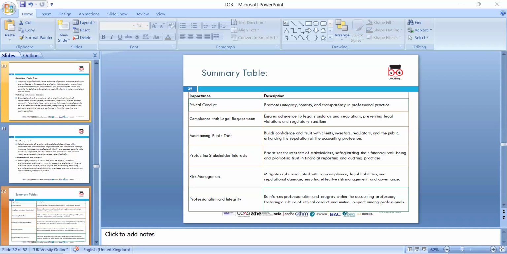And these are some references if you want to look further, like ACCA, the Institute of Chartered Accountants in England and Wales, and the International Accounting Standards Board. If you click these, you can read further as well.